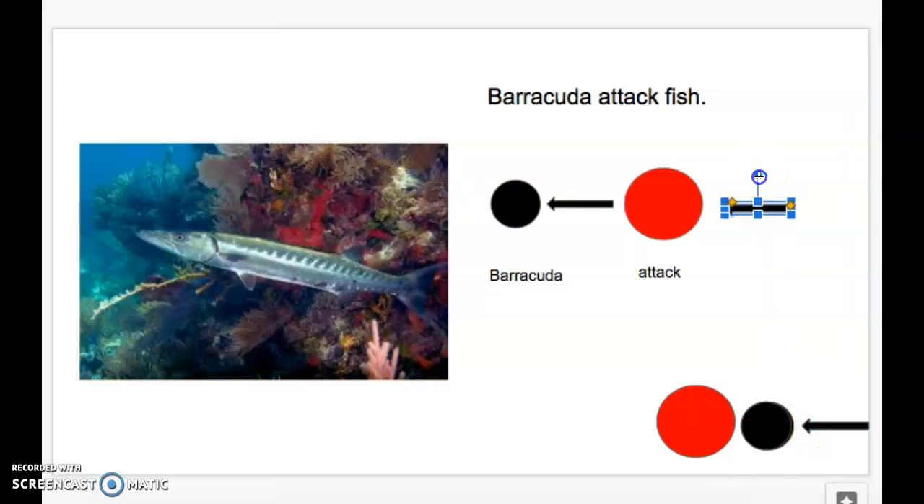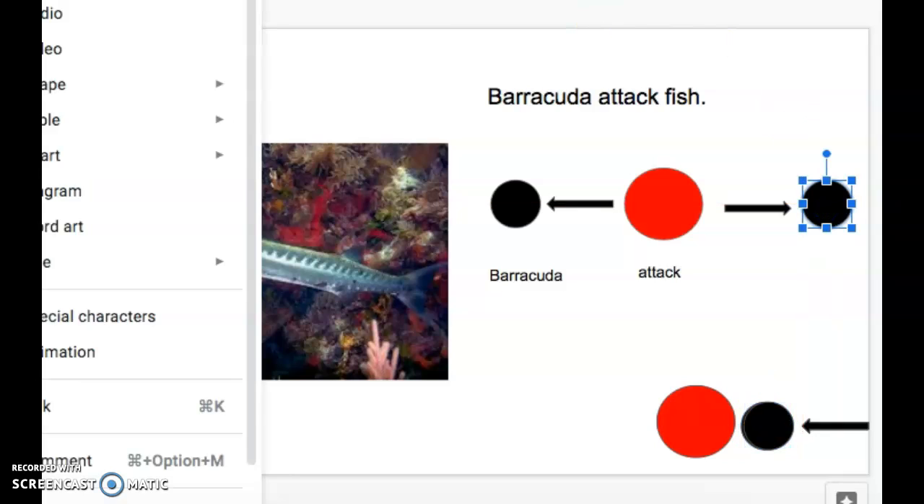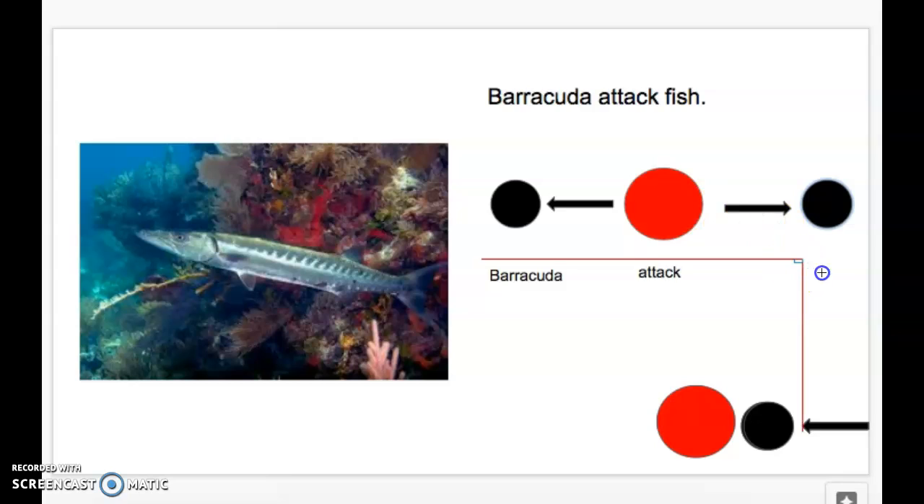So I'll have my black arrow pointing to the other direction and add in another black circle where under that we'll go ahead and put fish. With my period, because we are making a sentence. We've now analyzed this sentence, broken it up into 3 parts. Our action being performed, attack, who attacks, barracuda, barracuda attack what? Barracuda attack fish. So we've analyzed that sentence.